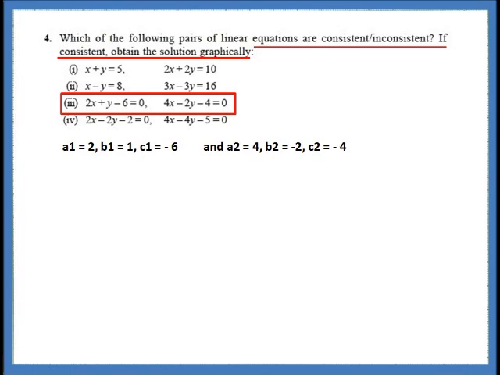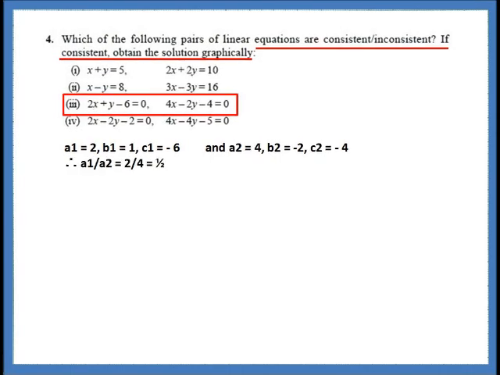This is the third part of the question. The first equation is 2x plus y minus 6 is equal to 0, and the second equation is 4x minus 2y minus 4 is equal to 0. By observing these two equations, we find that a1 is equal to 2, b1 is equal to 1, c1 is equal to minus 6, and a2 is equal to 4, b2 is equal to minus 2, c2 is equal to minus 4.